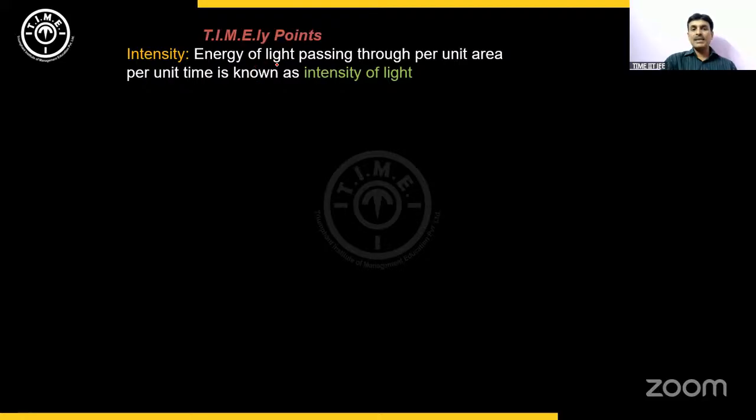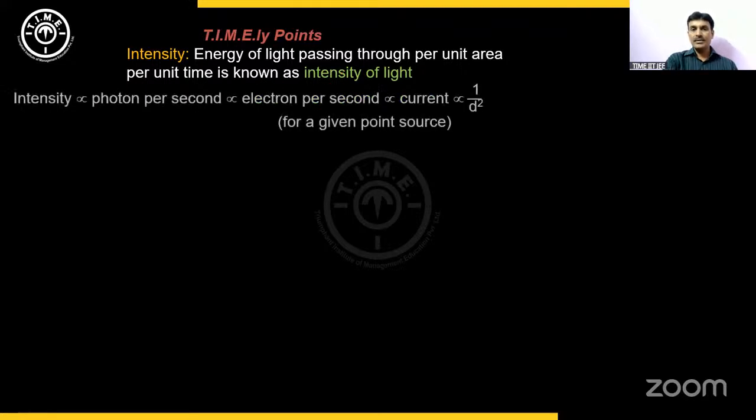Intensity is nothing but energy of light per unit area per unit time. That is called intensity of light. Intensity is nothing but number of photons incident on a surface per second. More the number of photons, more is the number of electrons ejected. So intensity is nothing but number of electrons per second. More the number of electrons, more will be the current. So intensity is directly proportional to the current.